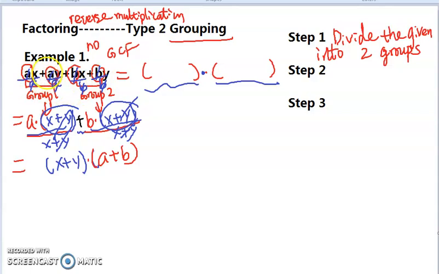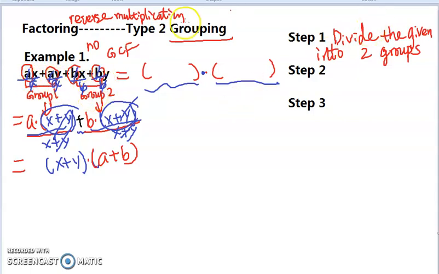And okay, so that's the first step. Divide the given expression into 2 groups. You have to make sure that each group has something in common, which is called the GCF. So as we did here, for group 1 we have A in common, and for group 2 we have B in common. So that's the first step.